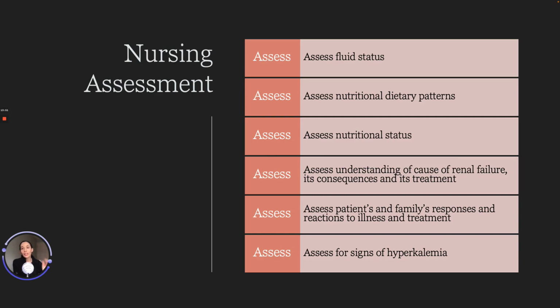So, nursing assessment. We want to assess fluid intake and fluid status, assess nutritional dietary patterns, nutritional state, understanding of the cause of renal failure and its consequences and its treatment, assess the patient and family's response to restrictions because of treatments and the illness, and assess for signs of hyperkalemia.